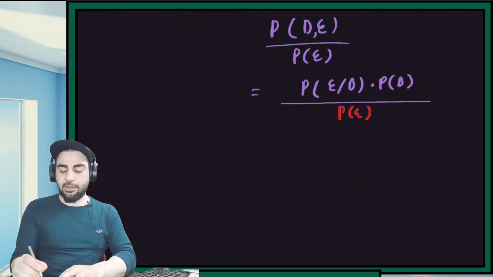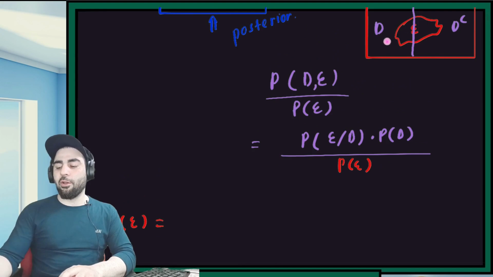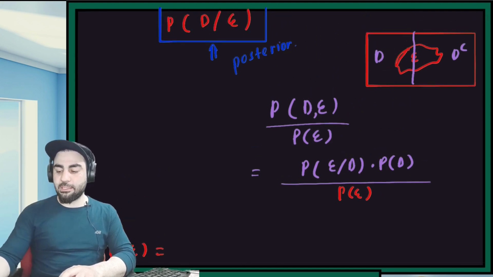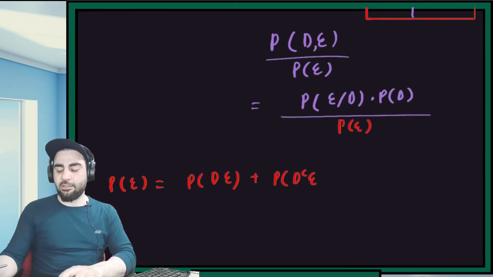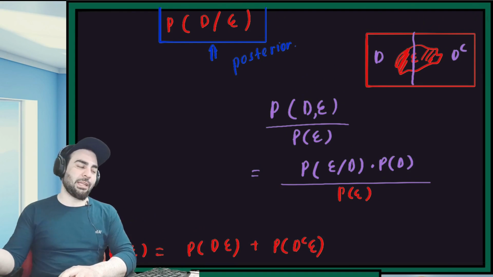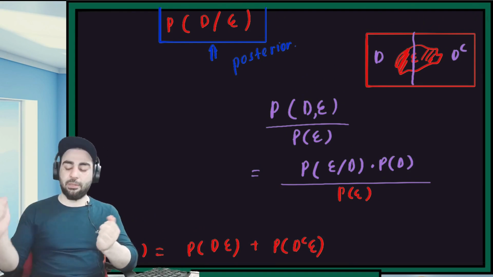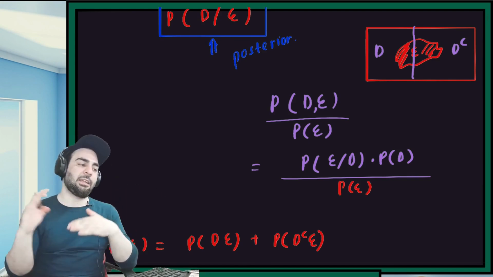Let's go to P of E and come back over here. P of E will be equal to the probability of D intersection E plus the probability of D complement intersection E. These are disjoint, so I can use the additivity principle to directly sum the probabilities. So I break down this evidence into two things: have the disease and do not have the disease.